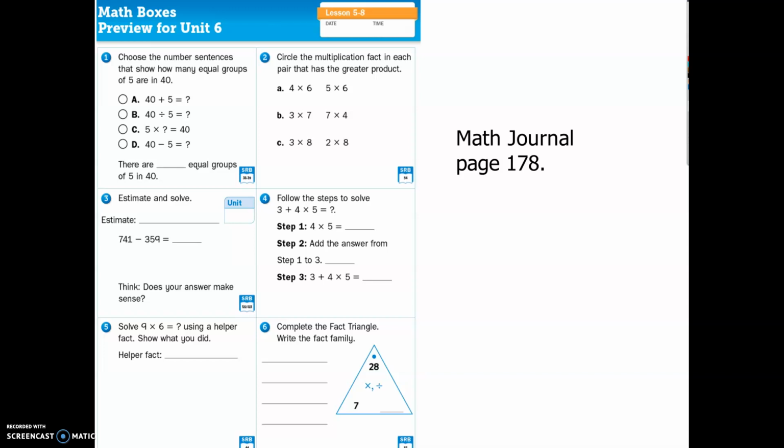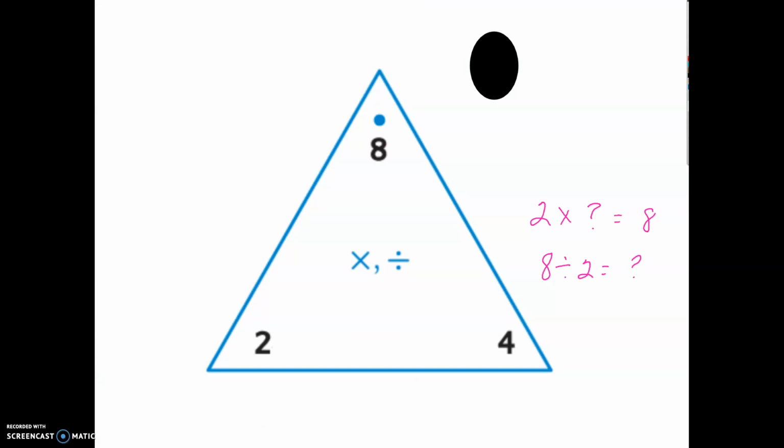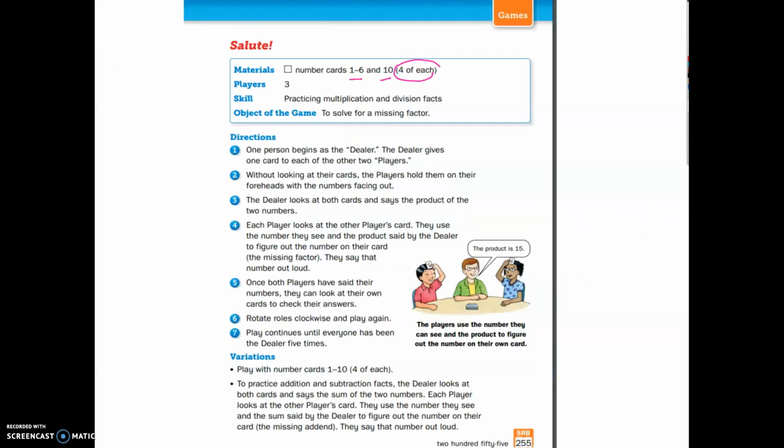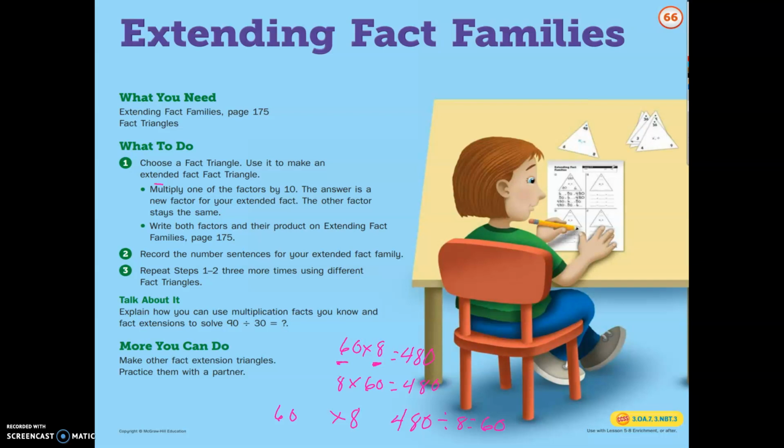Okay, I think that's it. So practice fact triangles, play the game Salute, and work on this extending fact families activity if you want to. This is optional. But what I do encourage you to do, if you don't want to do this one, is to practice writing out all the fact families that you can come up with on your fact triangle. So if it's 12, 3, and 4, you're going to write 3 times 4 equals 12. 4 times 3 equals 12. 12 divided by 3 equals 4. 12 divided by 4 equals 3. Practice, practice, practice. Have a good day.